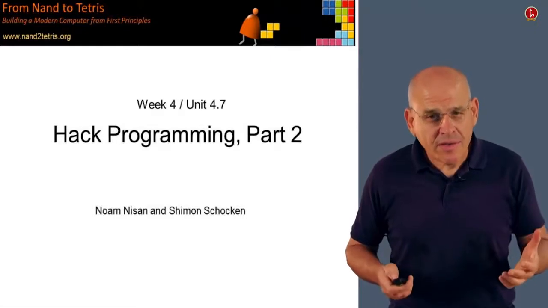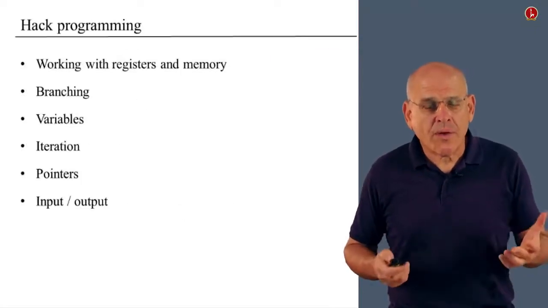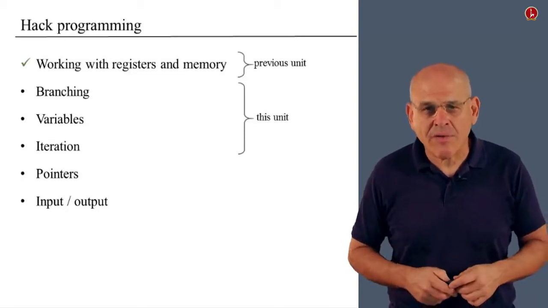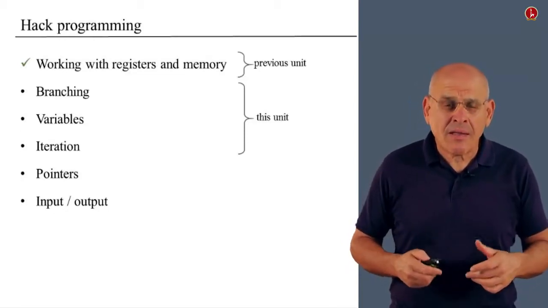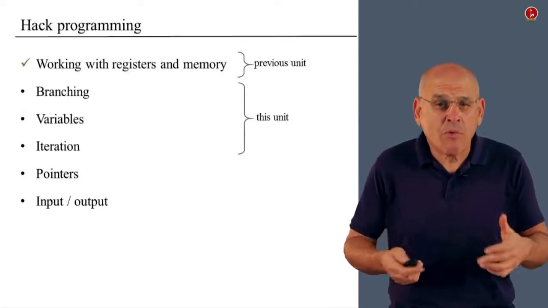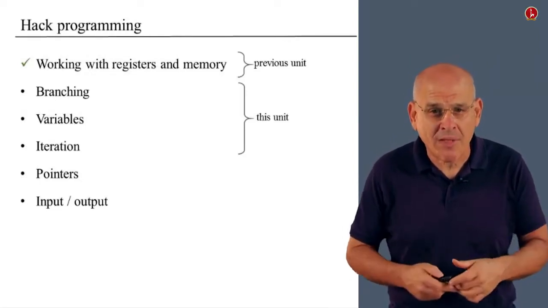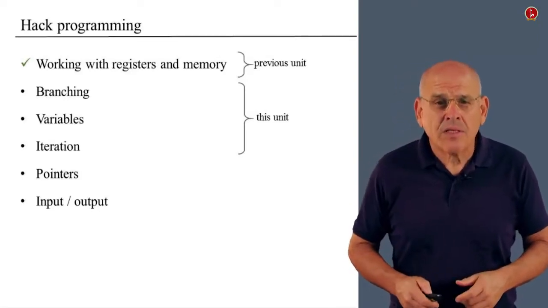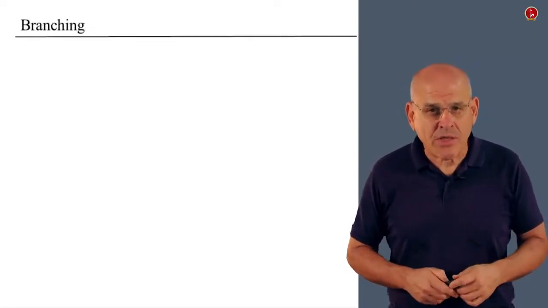In the previous unit, we talked about working with registers and memory, which is the basis for doing everything in low-level machine language. And in this unit, we'll see things which are more familiar to high-level programmers, like branching, variables, and iteration. So let us begin with branching.